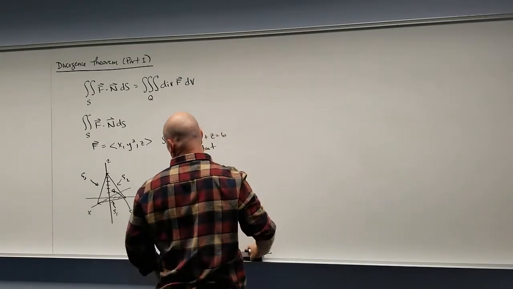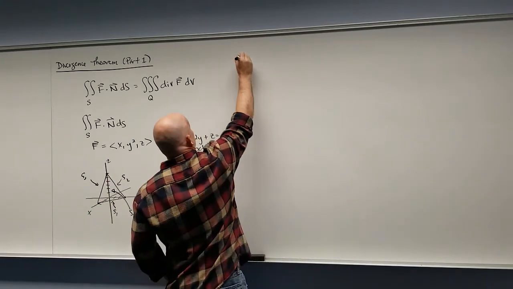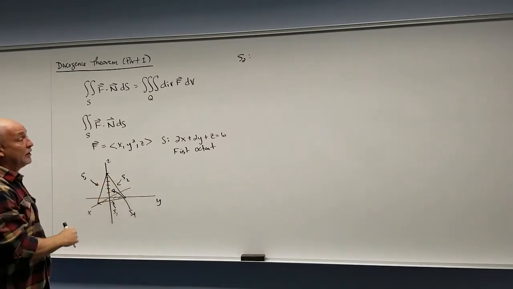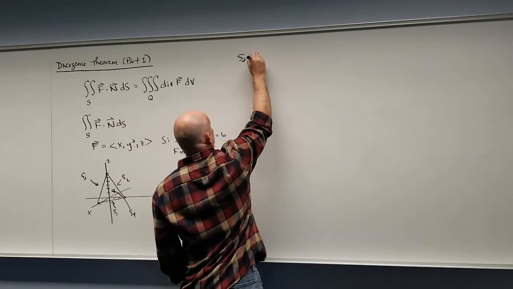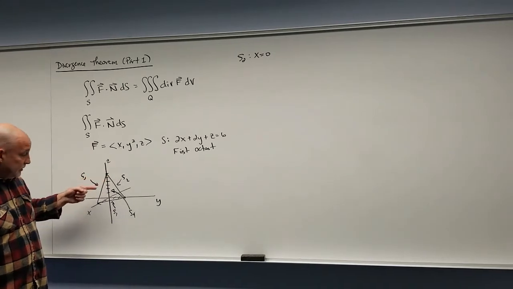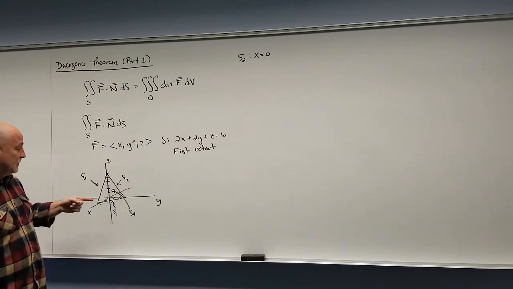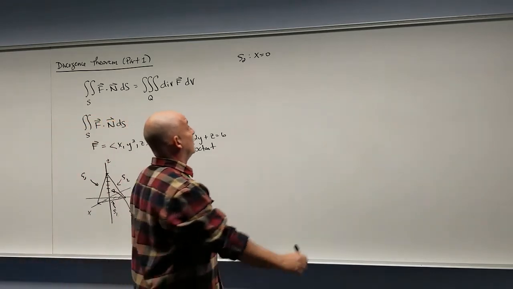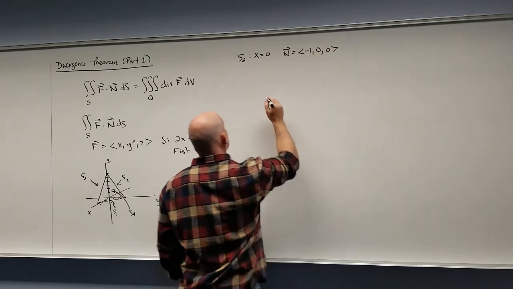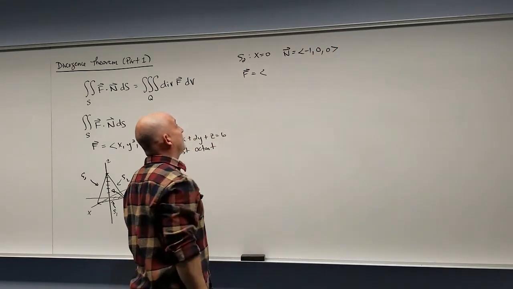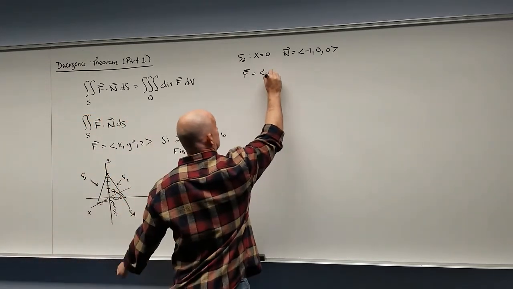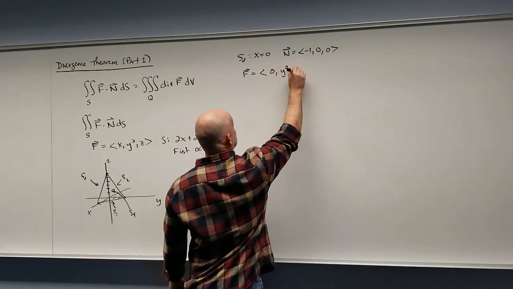For surface 2, that's the back side over there. Surface 2 is the yz plane, so the equation for that surface is x equals 0. The normal vector has to be the outward facing normal, which means it has to point back out that way, in the negative x direction. So our normal vector here is (-1, 0, 0). And while we're on that surface, x is 0, so the field would be (0, y squared, z).